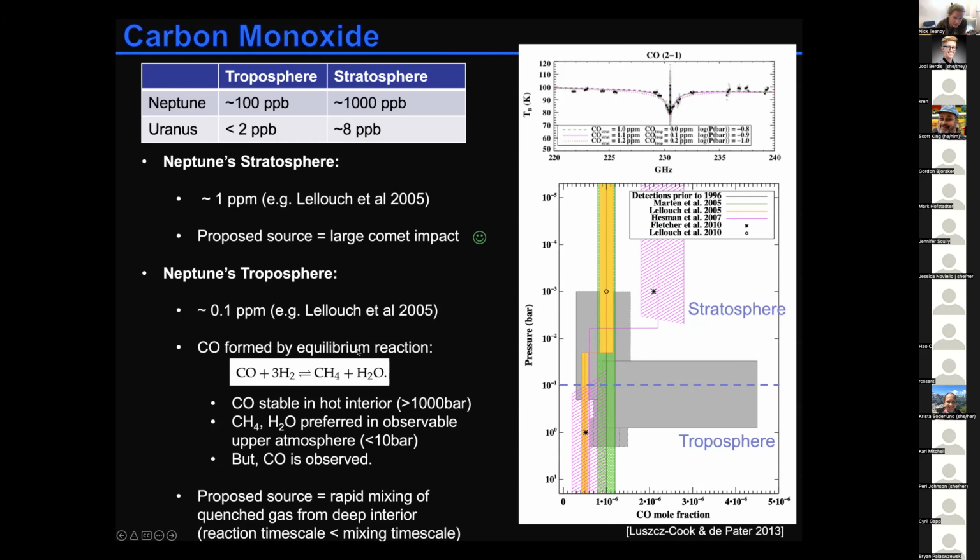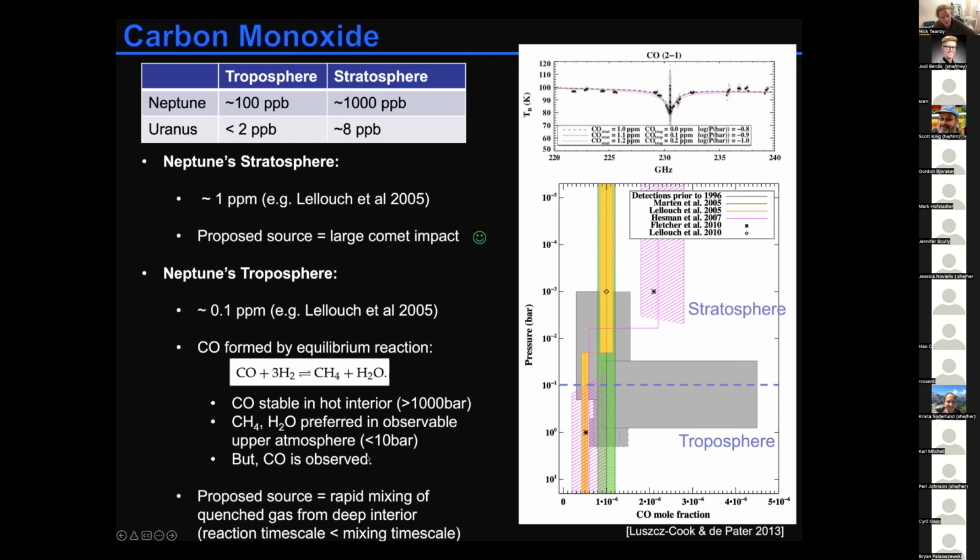So it's this same reaction again. CO is actually stable in the very deep interior, so above a few thousand Kelvin. As that gets mixed up into the troposphere, though, it's going to decompose into methane and water and not be CO anymore. But we do observe this CO.